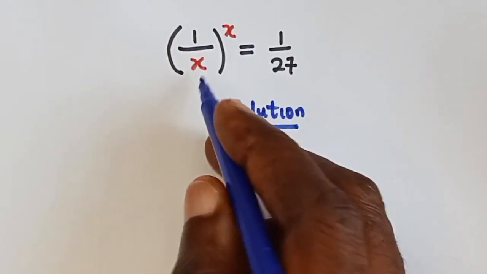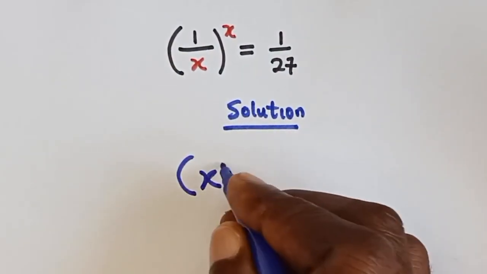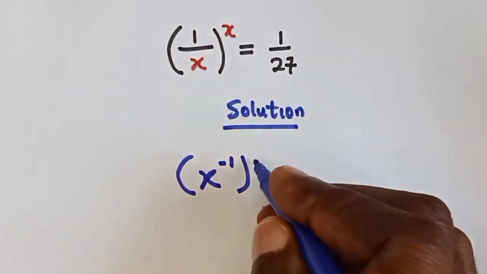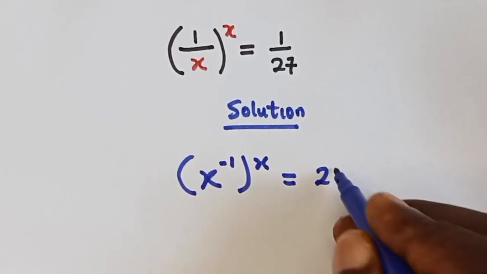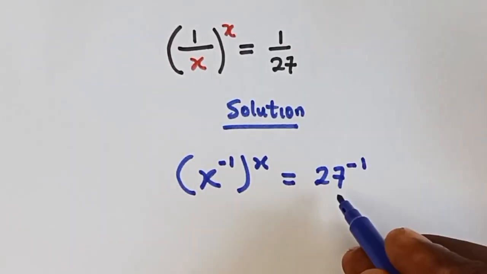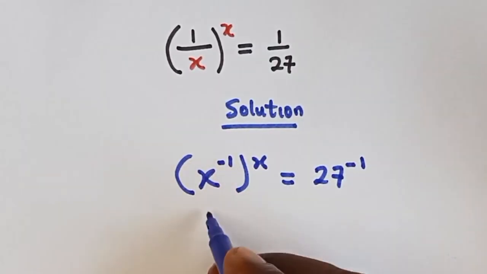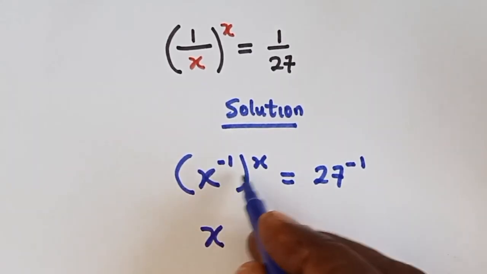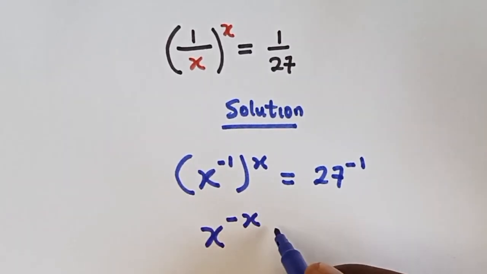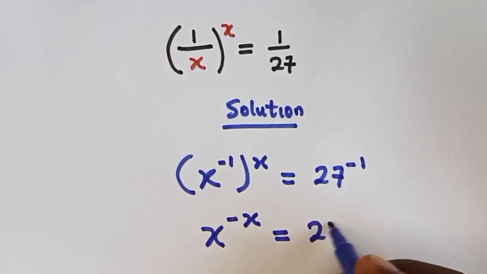Another way to write 1/x is x^(-1). Then we write this, (x^(-1))^x = 1/27, which can also be written as 27^(-1). Now we can open these brackets, multiplying the powers. So we have x^(-1) times x, which gives us -x, equals 27^(-1).